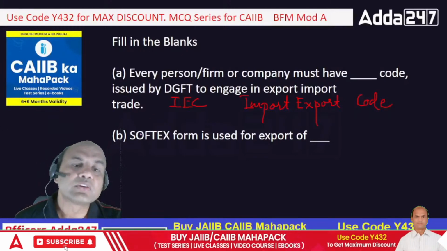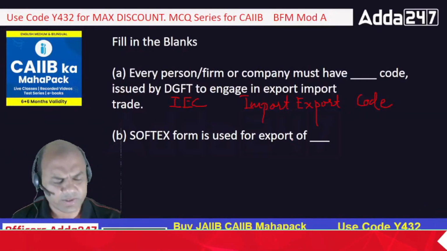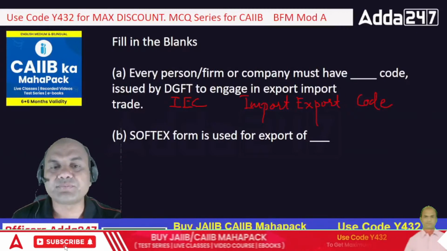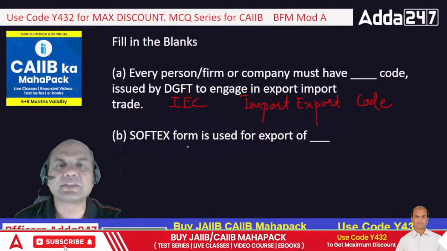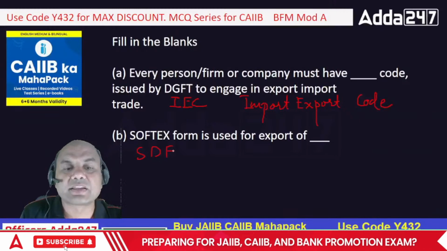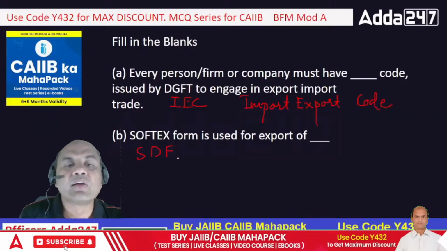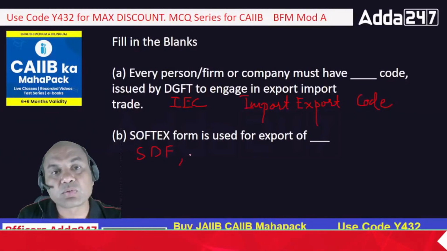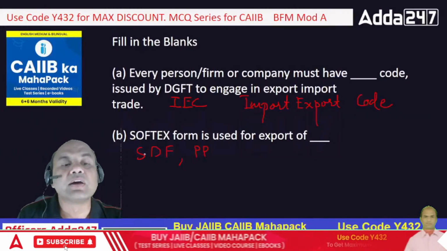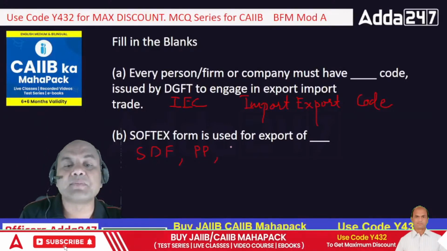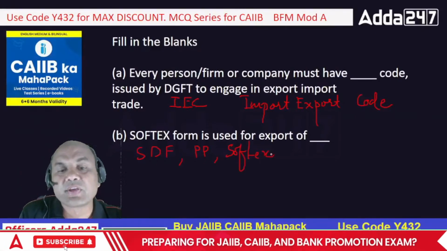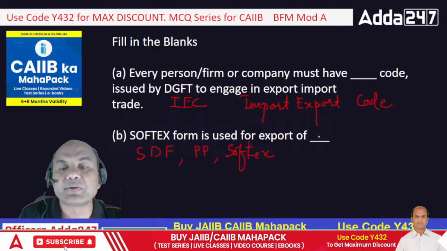Okay, Softex form is used for the export of what? In fact, how many forms are there? Mainly we have everywhere SDF, statutory declaration form. Generally we have SDF only. For post, if I am sending something by courier or post, then I have PP form, post parcel. And then Softex is used when I am doing some export of software.